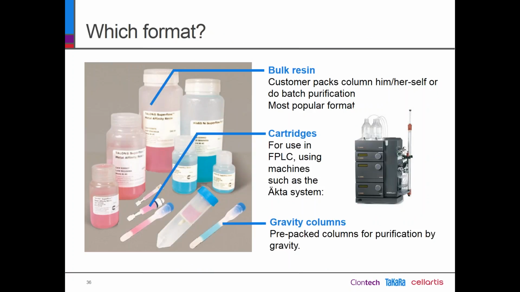In terms of product formats, we really cover many usage areas. You can either buy the bulk resin where you pack the column yourself. This is the most popular format, or if you prefer, you can also get pre-packaged columns like gravity columns that you just put on the bench in a holder, and you can just let everything flow through by gravity. You have spin columns as well, and we also have cartridges that are ready to use on FPLC machines like the ACTA system that is quite popular in many protein purification labs.